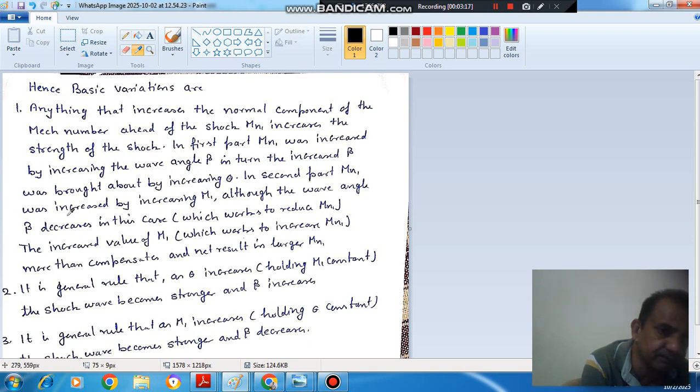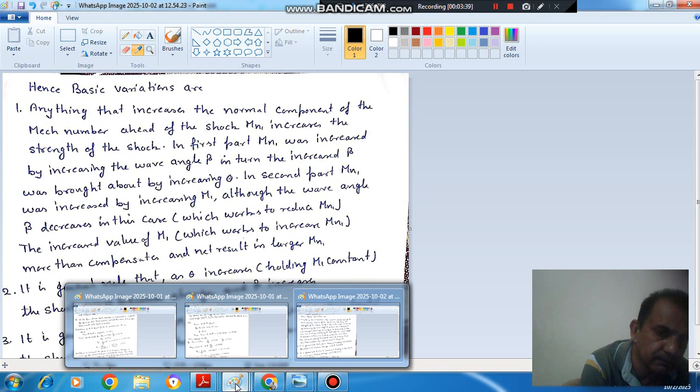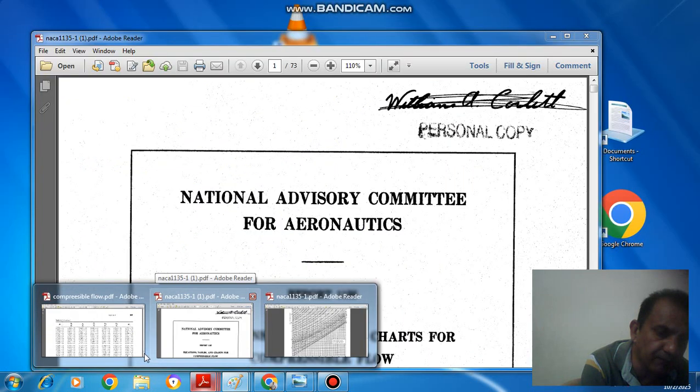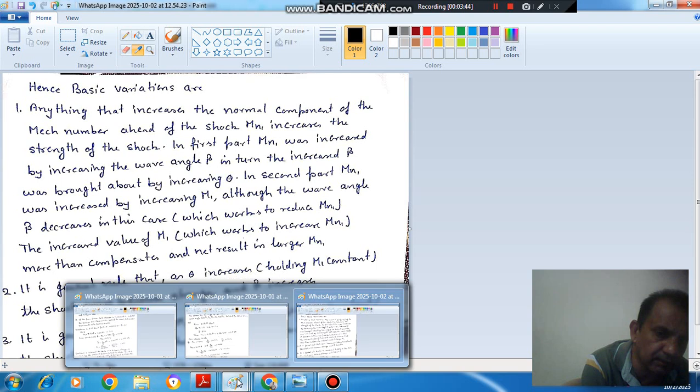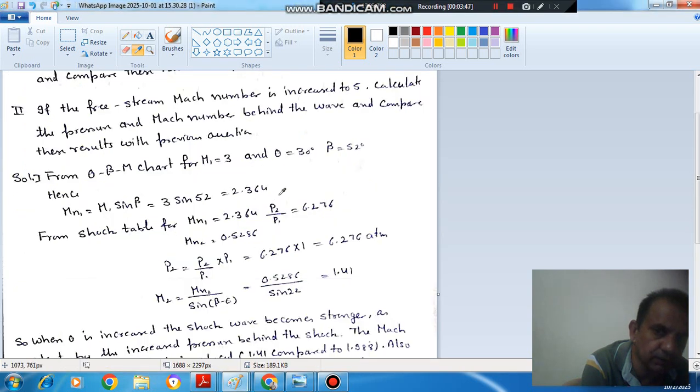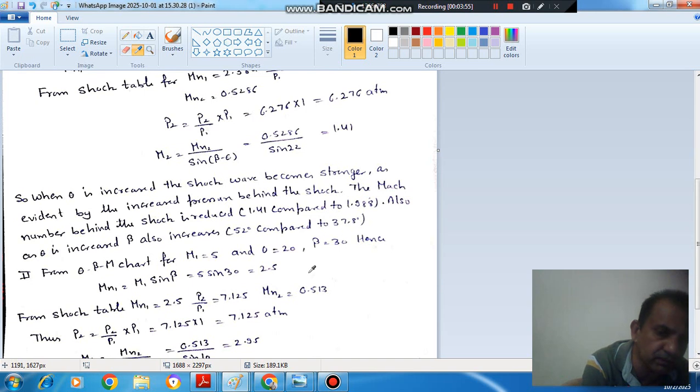In the second part, Mn1 was increased by increasing M1, which was 3 in the first question and 5 in the second part of the second question. Although the wave angle beta decreases, because beta now, corresponding to M 5 and theta 20, comes out as 30 degrees, which is less than 37.8.